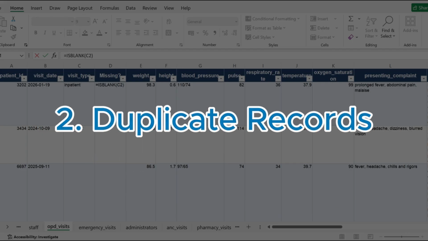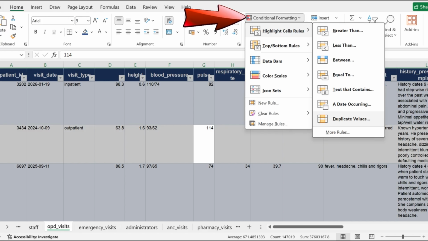Next, we'll check for duplicate records. Duplicate records can significantly distort healthcare metrics by artificially inflating patient volumes, disease prevalence, and service utilization statistics. One simple method involves selecting the entire dataset and applying conditional formatting. I'll navigate to Conditional Formatting, select Highlight Cell Rules, then choose Duplicate Values. Excel automatically highlights any duplicate entries, making them easy to identify and investigate.